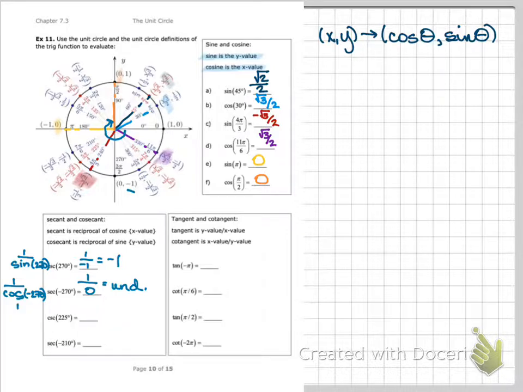Cosecant is the reciprocal of sine. So we're looking at 1 over the sine of 225. 225 is right here, 5 pi over 4. We get negative square root of 2 over 2. I'm going to take the reciprocal of that. That's -2 over the square root of 2. When we rationalize the denominator, because we've done this one a couple of times, we get negative square root of 2.